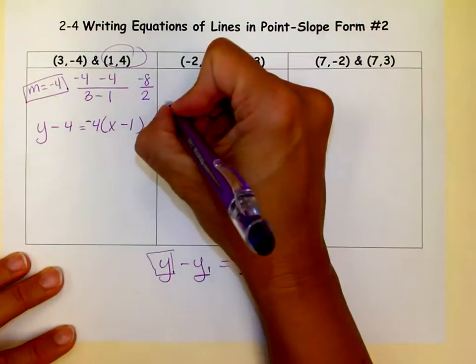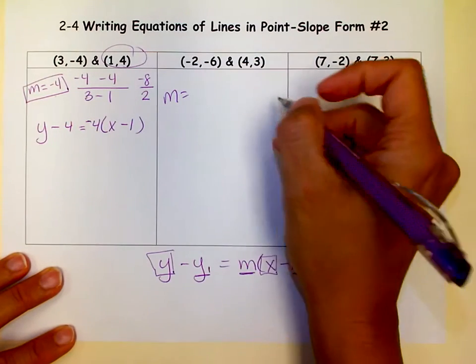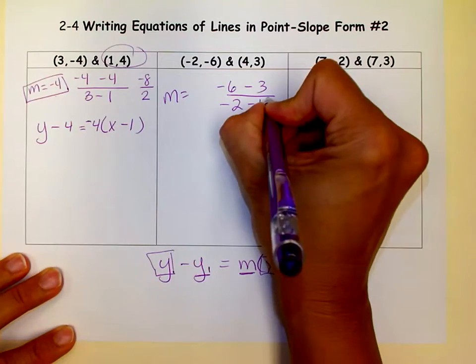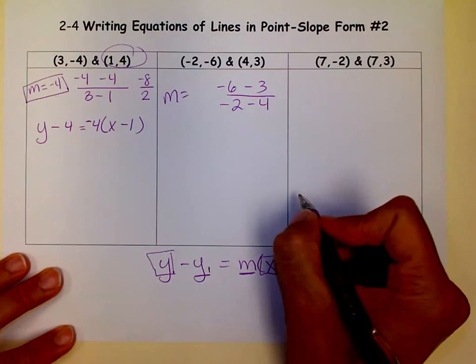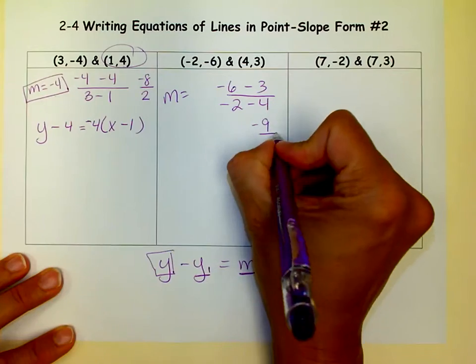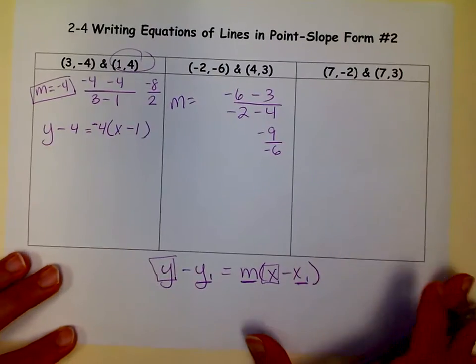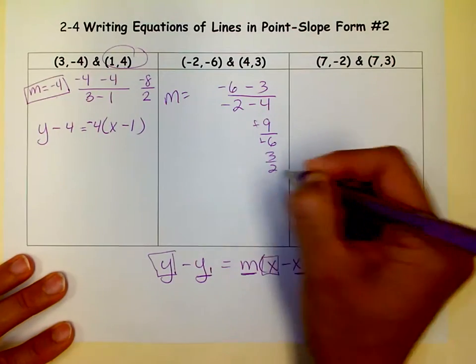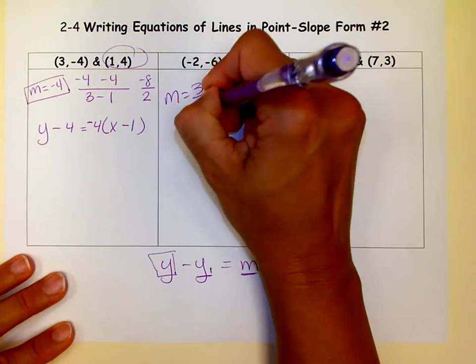So again, first thing is to find our slope. So our slope is negative 6 minus 3 over negative 2 minus 4. When we simplify the top, we get a negative 9. When we simplify the bottom, we get a negative 6. The negatives cancel. When we reduce, we get 3 halves. So our slope is 3 halves.